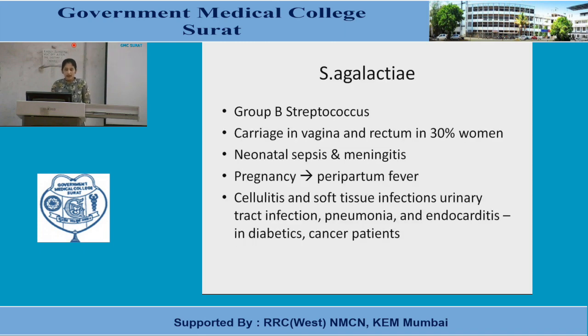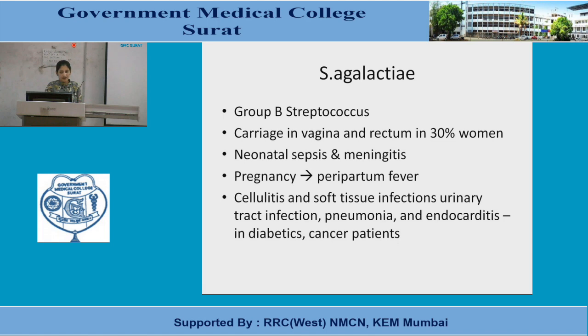Now another group of the streptococci family includes the other beta hemolytic streptococci. One is Streptococcus agalactiae, which is also known as group B streptococcus. Streptococcus pyogenes is group A streptococcus, and Streptococcus agalactiae is group B streptococcus, which is carried in the vagina and rectum in 30% of women. It is basically a major cause of neonatal sepsis and meningitis.